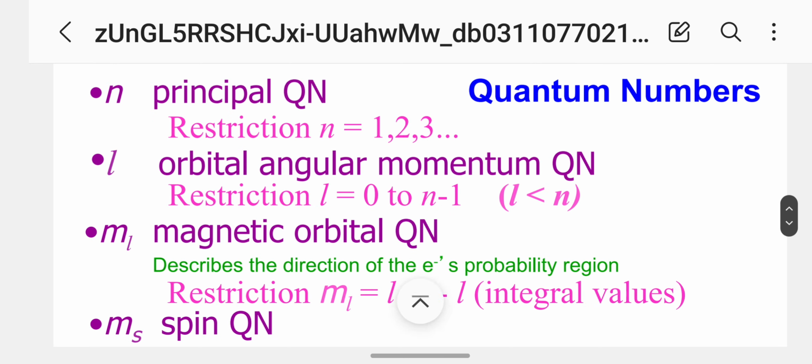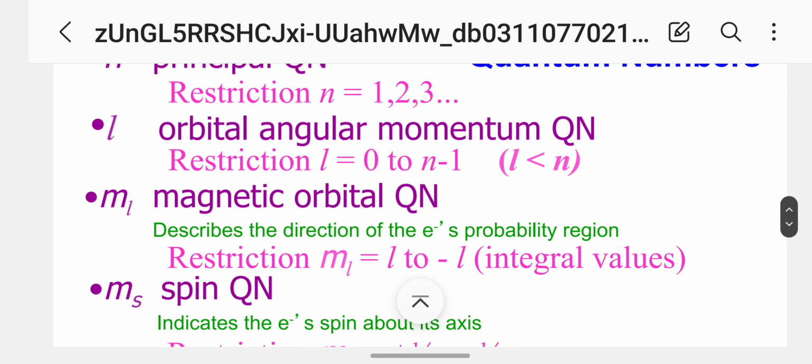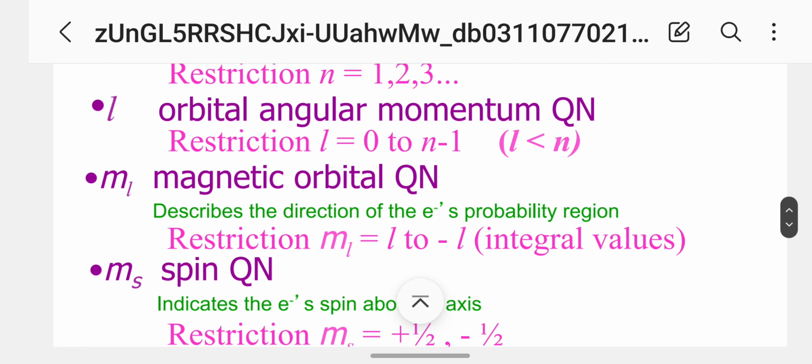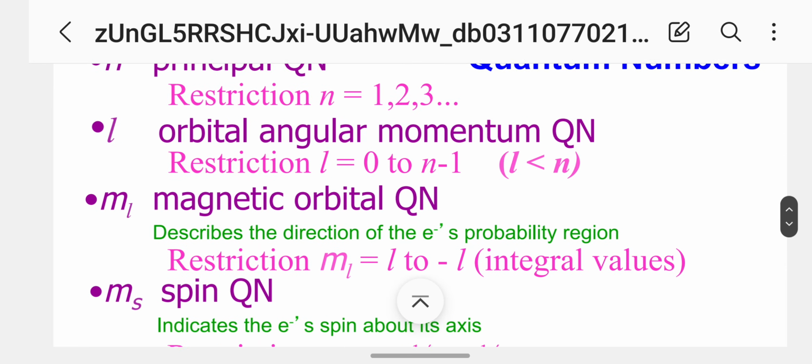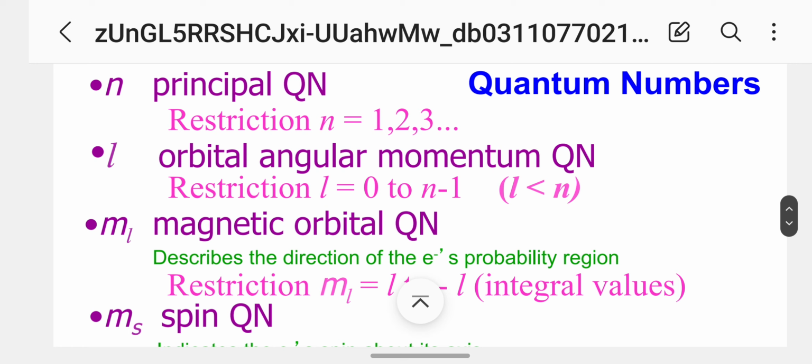Alright. Afterwards we have the principal quantum number, orbital angular quantum number, magnetic orbital quantum number, and spin quantum number written, and their restriction or limitation according to their rule or definition. The restriction for the principal quantum number is that it will start from positive 1. It will start from positive 1, then go to positive 2, positive 3, and so on, positive 10, etc.